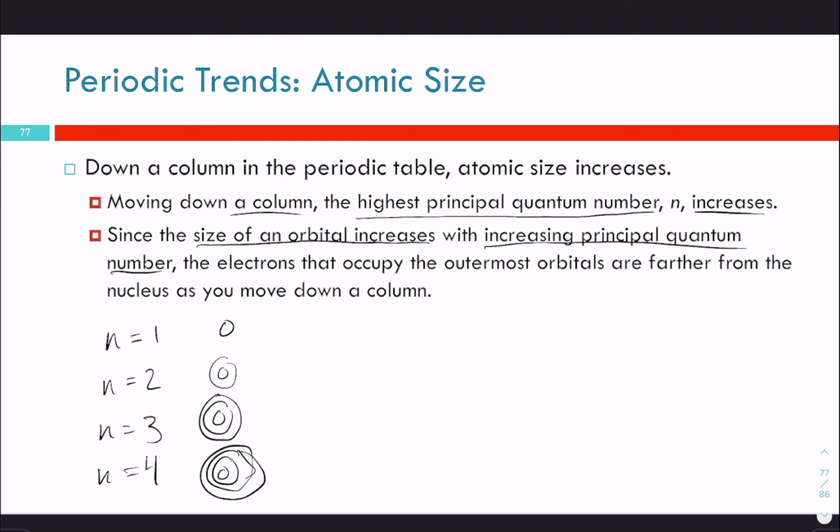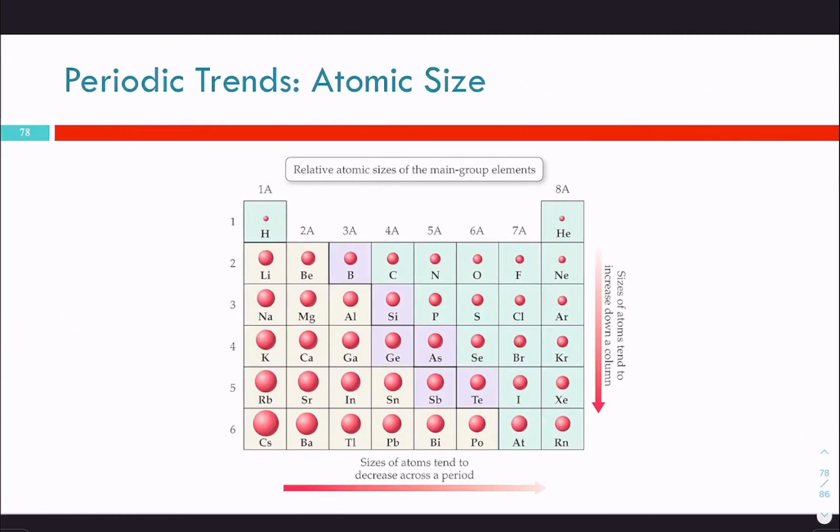You can kind of think of it like two magnets. We've got a positive magnet on the inside and the negative magnet is the electrons on the outside. As you add bigger and bigger orbitals, they're also getting farther away from the nucleus. So there's a nice periodic table with the relative atomic sizes. As we go down, which is red, our size increases. As we go left to right, the size decreases.